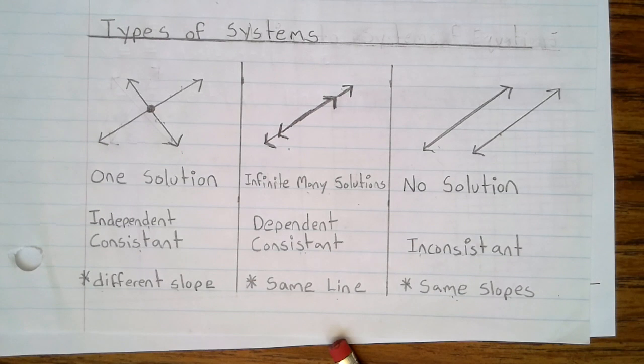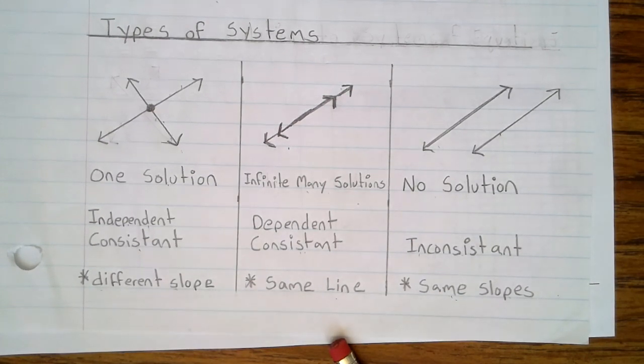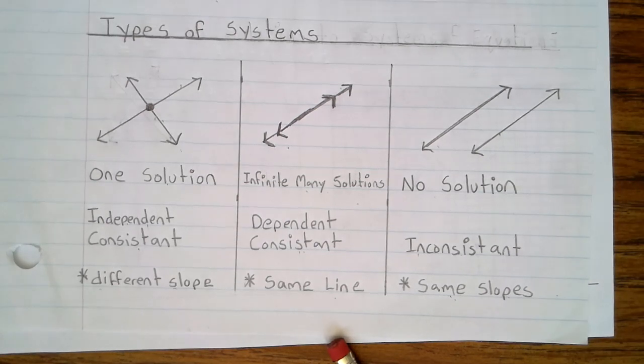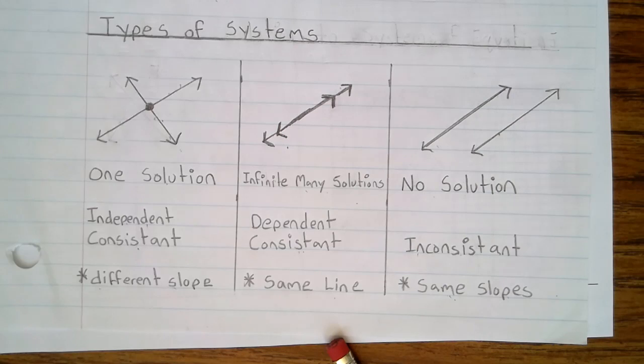All right. One solution is when the two lines intersect once. It's independent, consistent, and different slopes. When the lines overlap each other, it's infinitely many solutions. It's dependent, consistent, and same line. No solution is when the lines are parallel to each other, and it's inconsistent and same slopes.